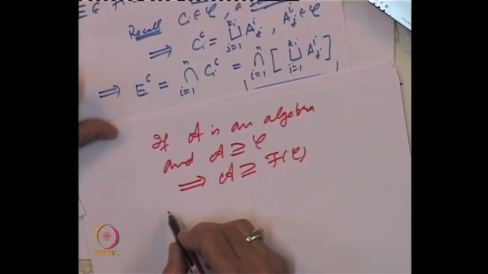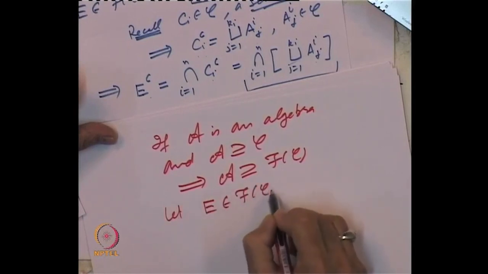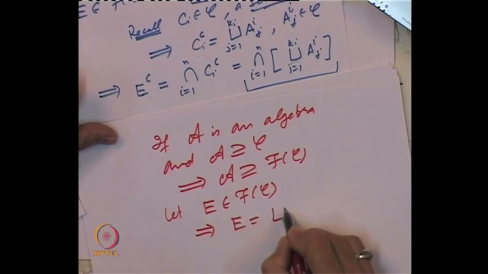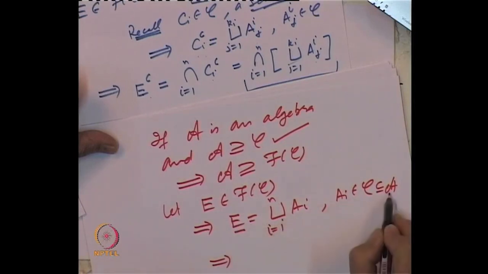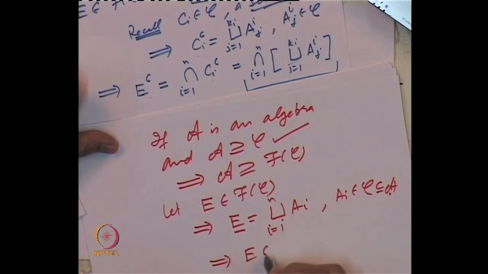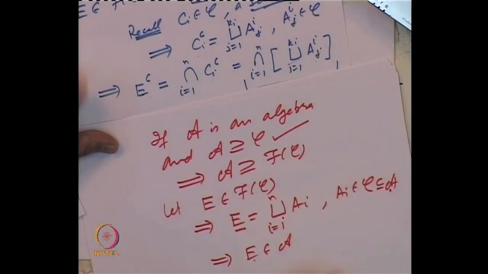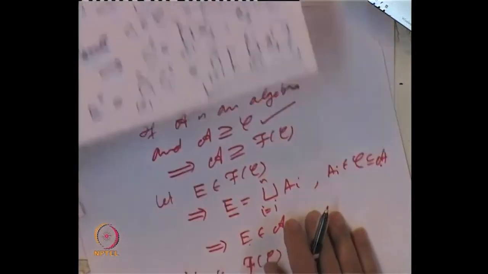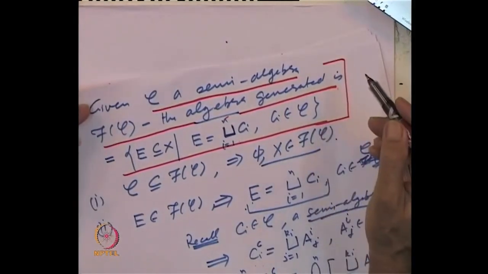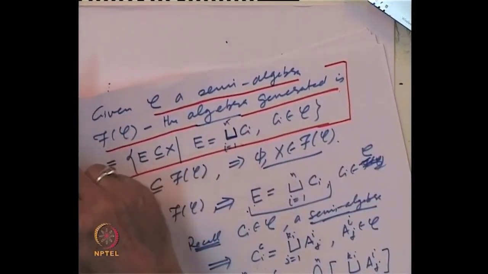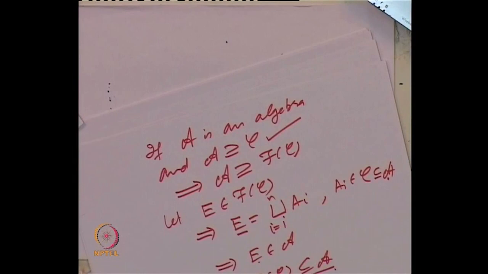Well, to prove that is obvious. Let E belong to F of C. That implies that E is a disjoint union of elements A_i, where the A_i belong to C, and C is a subset of A. So C is inside A. That implies that E is a union of some elements in A, and A is an algebra, which means E belongs to A. Hence F of C is a subset of A. So what we have shown is that this collection F of C of finite disjoint unions of elements of the semi-algebra is indeed the algebra generated by the semi-algebra.